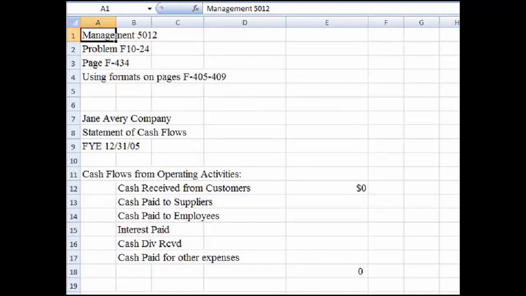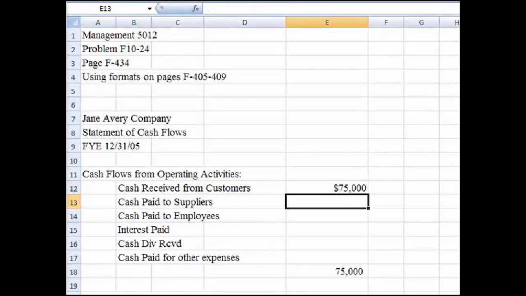Now it's time to put the numbers on the form. Due to the constraints put on us by the size of the screen that you're looking at, we're just going to start with the operating section items. As we use them, we will check them off as they are entered onto the form. The first operating item, meaning item with an O next to it, is cash sales to customers. That also has a plus next to it, so it goes on the cash received from customers line on the screen as a positive $75,000.